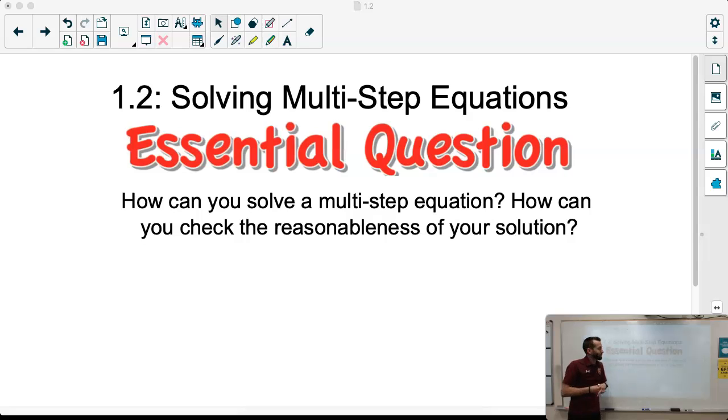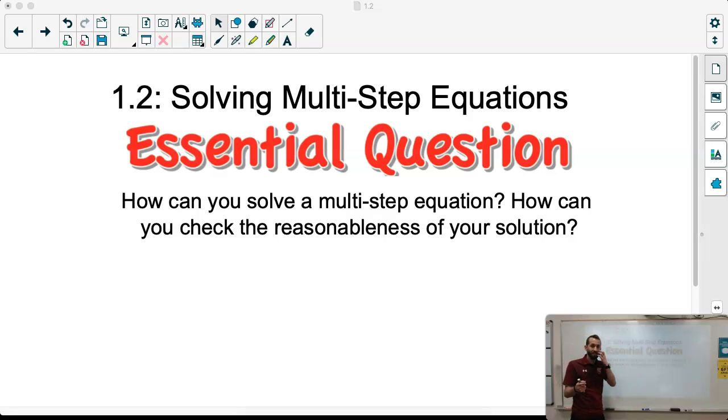In today's lesson, we're going to take a look at solving multiple step equations. This is really just an extension of what we did yesterday, but what if we have to do more than just one step, adding something to one side, dividing something from one side? What if there's more for us to do? And then how can we check the reasonableness?